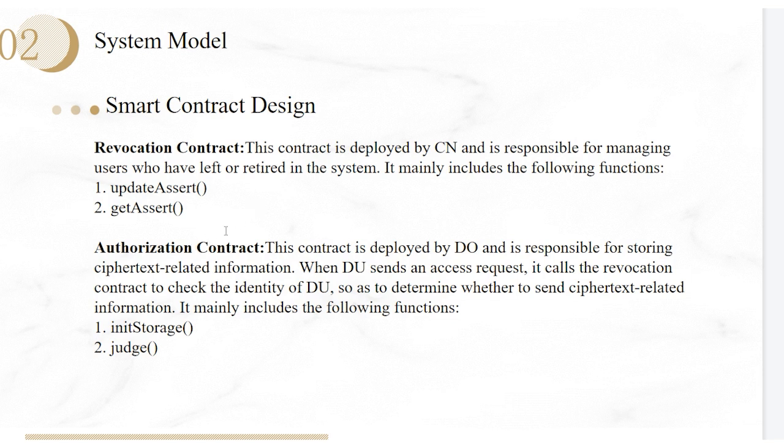Authorization contract. This contract is deployed by data owner and is responsible for storing ciphertext related information. When data user sends an access request, it calls the revocation contract to check the identity of data user so as to determine whether to send ciphertext related information. It mainly includes the following functions. First, init storage. Second, judge.